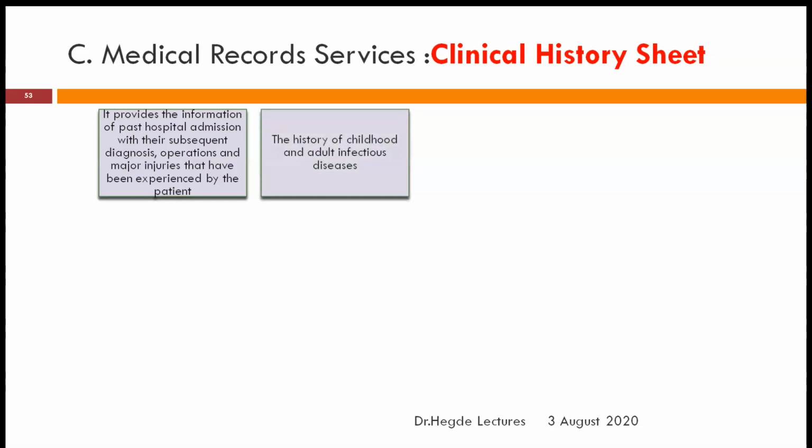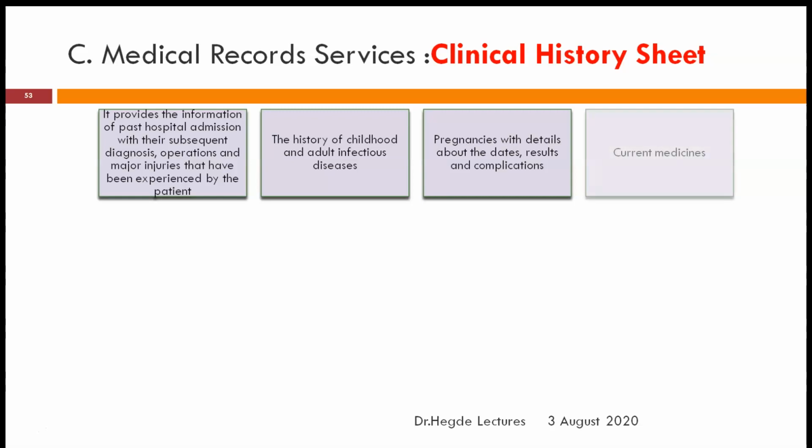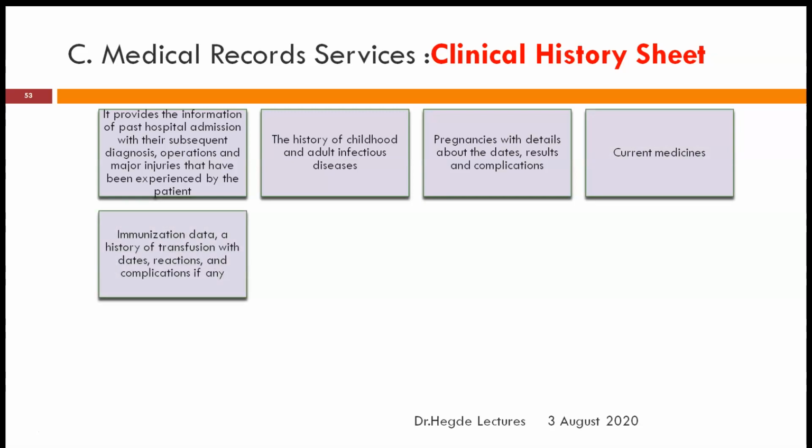The history of childhood and adult infectious disease, okay, pregnancies with details about the dates, results, and complications, any complications in case of pregnancies. Current medications, what he's taking now. Immunization data, especially in pediatric patients. History of transfusions and reactions. Transfusion reactions developed by the patient, with dates, reactions, and other complications, if any.